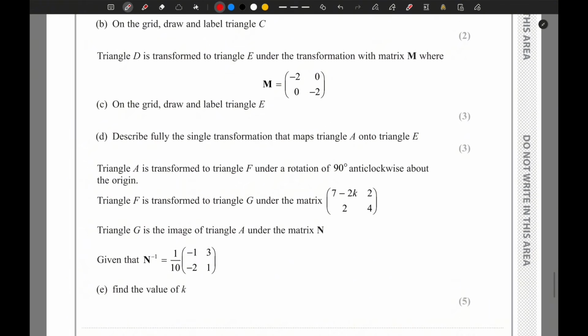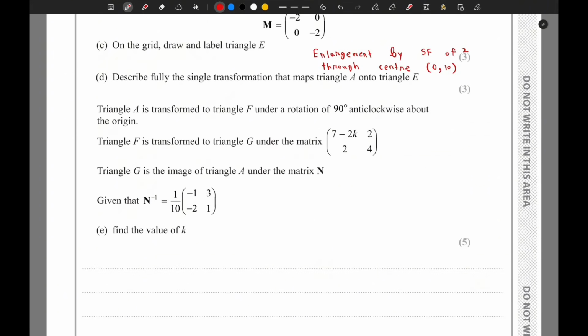So the transformation would be enlargement. So it's enlargement by scale factor of 2 through center 0 and 10. So that is it for this part. Now moving on to the next part.